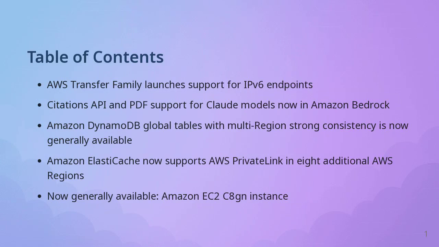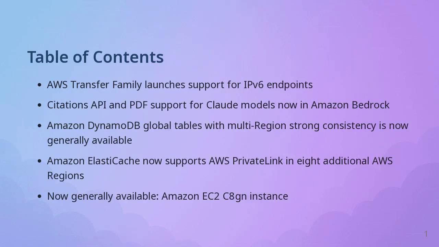4. Amazon Elasticache now supports AWS PrivateLink in 8 additional AWS regions. AWS PrivateLink support for Amazon Elasticache has been expanded to 8 more AWS regions, enhancing private connectivity and security options.